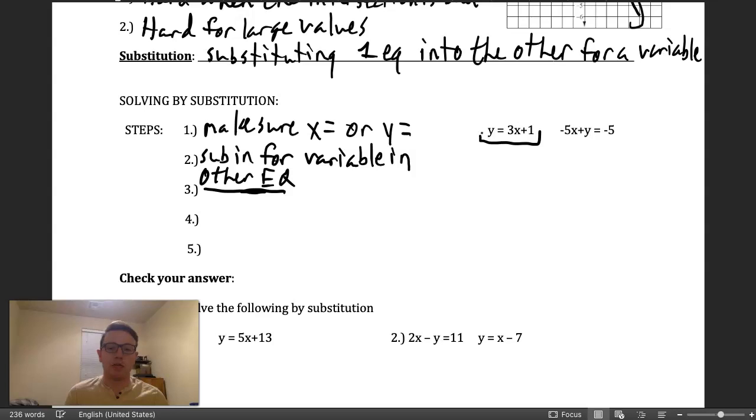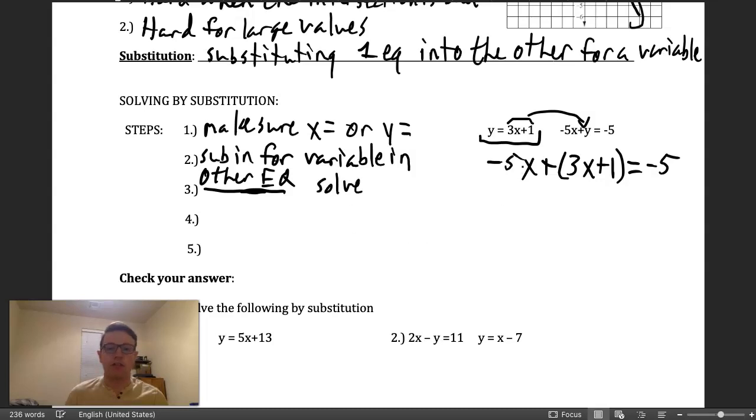So we're going to take y here, and we're going to substitute in this mess in for y in our other equation. Meaning that when we do this, we'll get minus 5x plus, instead of y, what is y equal to? It's equal to 3x plus 1. So we're going to throw parentheses around. We're going to say 3x plus 1, because y is the same thing, and that's going to be equal to minus 5.